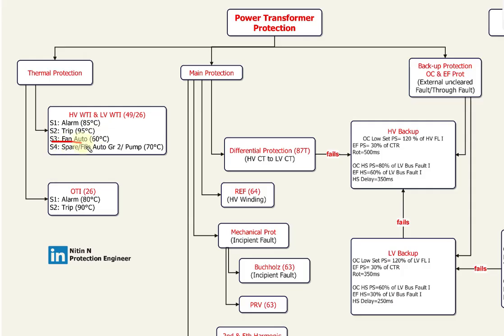Okay, and the S3 switch is used for turning on the fan in auto mode. It is set at 60 degrees Celsius. Alright, switch S4 is kept as spare, or switch S3 can be used for fan auto group 1 and S4 for fan auto group 2. Or if there's a pump, then we can use S4 for the pump, set at 70 degrees Celsius. Okay, alright, and then there is OTI. It has S1 alarm set at 80 degrees Celsius, and S2 switch is used for tripping, set at 90 degrees Celsius.